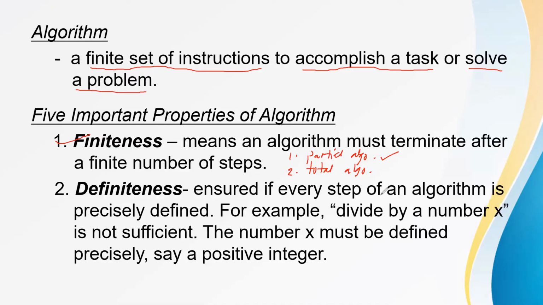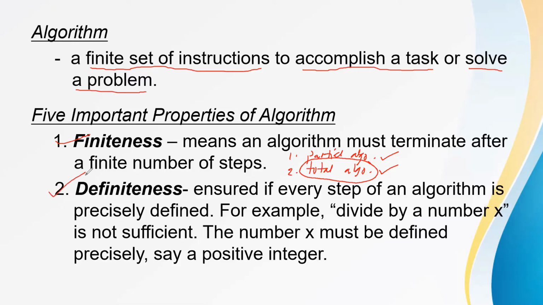that. While the second, which we call total algorithm, these are the algorithms that have a definite start and a definite end. So most of our programs, the underlying algorithms are total algorithms, okay? We run it, so there is a definite start, and then after a while, it stops and gives us some output or results. The second is definiteness.